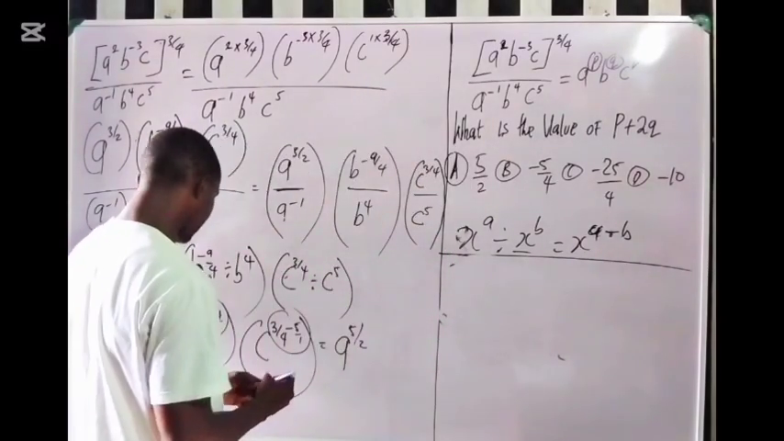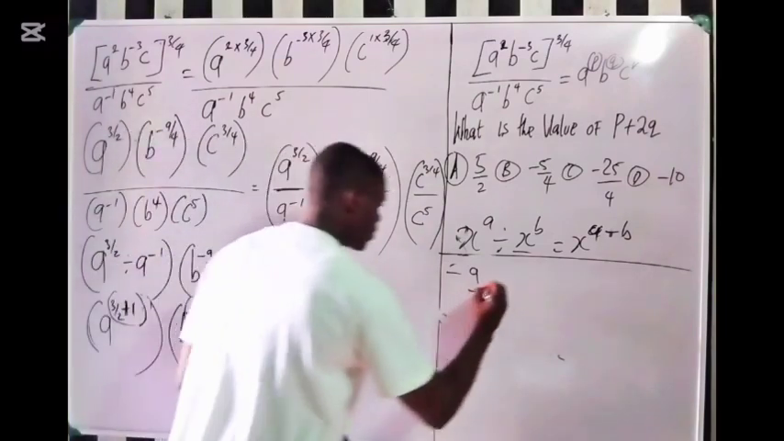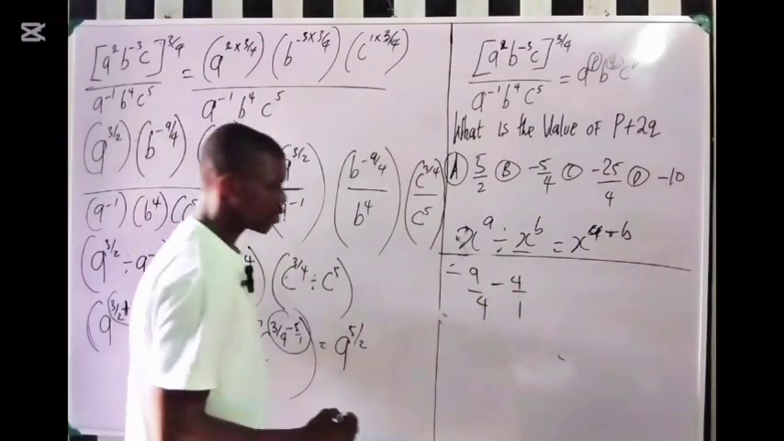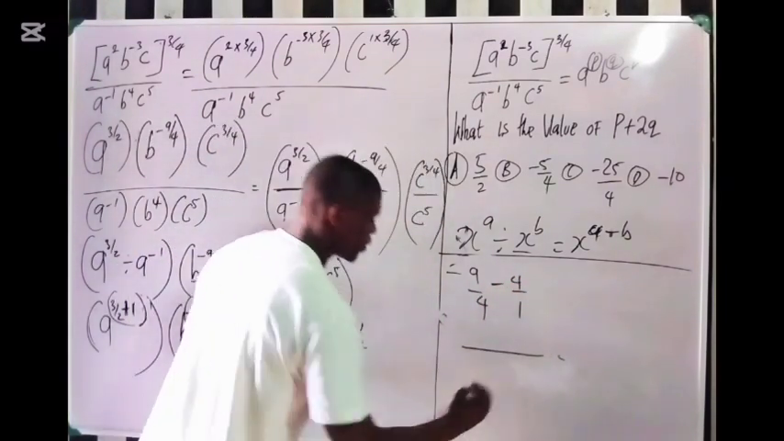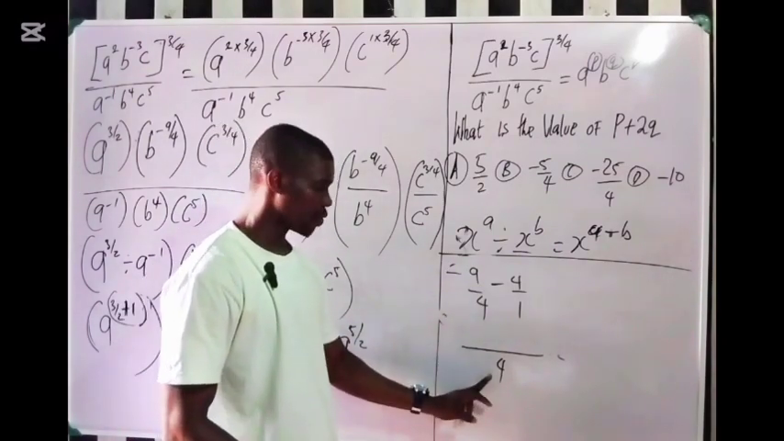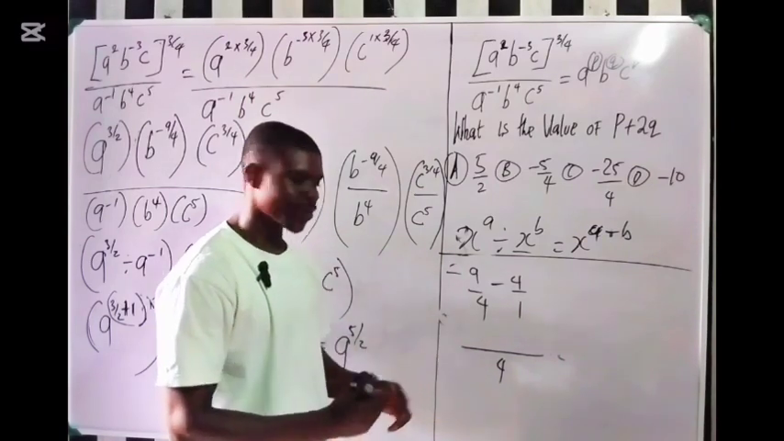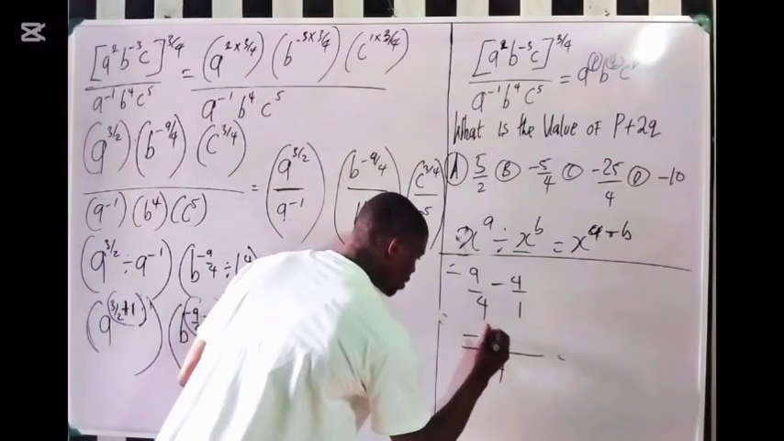Look at it very well. Here we have minus 9 over 4 minus 4 over 1, right? What is the LCM? LCM is 4, right? 4 going into 4 is 1, right? 1 times minus 9 is minus 9.